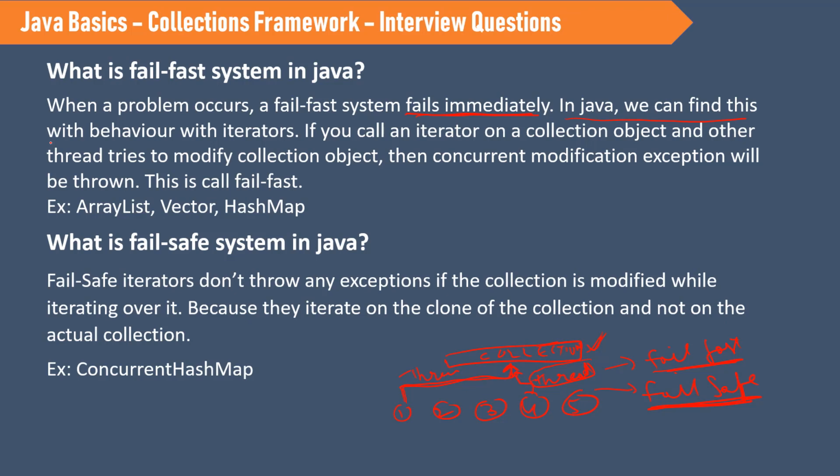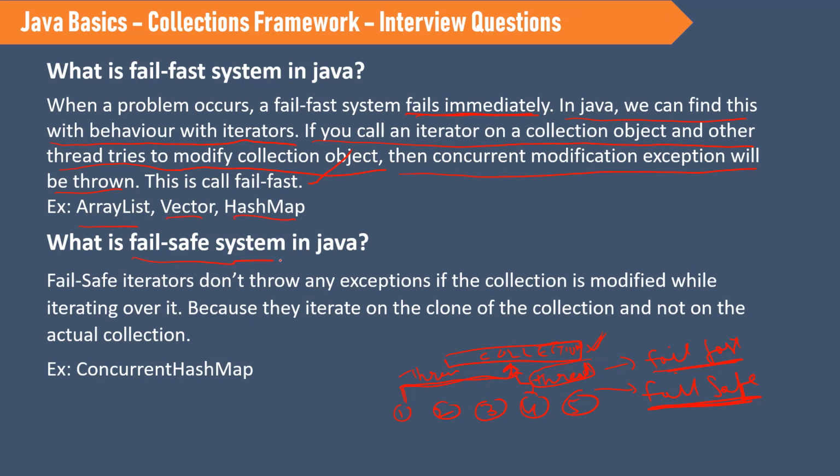In Java, we can find this behavior with iterators. If you call an iterator on a collection object and other threads try to modify the collection object, then ConcurrentModificationException will be thrown. This is called fail fast. Some of the examples are ArrayList, Vector, and HashMap.